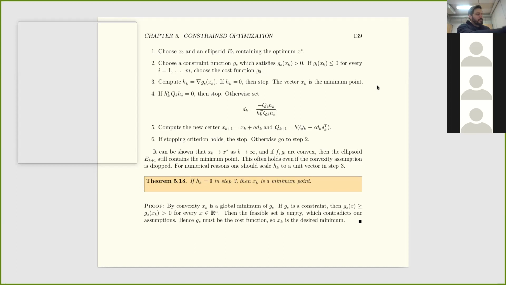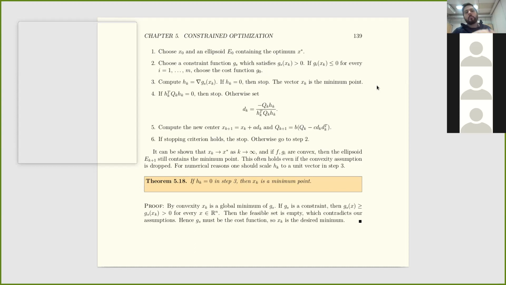So if we are here, then one of the constraints in my picture is violated and its gradient points there, right? And now we find the search direction. And this means we're moving the center somewhere. In this case, we were choosing a function that was a constraint function that was violated. We move it towards somewhere. If this h transpose Q_k h_k is 0, we stop.